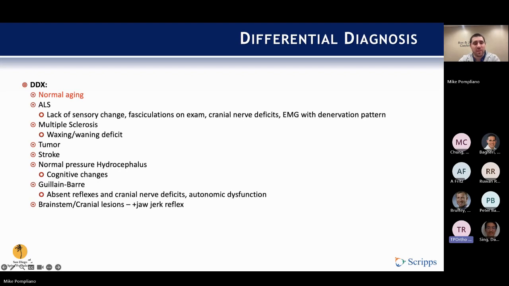You can have things like ALS or multiple sclerosis, which can present very similarly, and then more severe diseases like tumor or stroke, and then normal pressure hydrocephalus. Although typically patients with that, I've found, have had imaging of their brain and are kind of aware of it to some degree, and it's more of a how much is that playing a role compared to a secondary pathology.